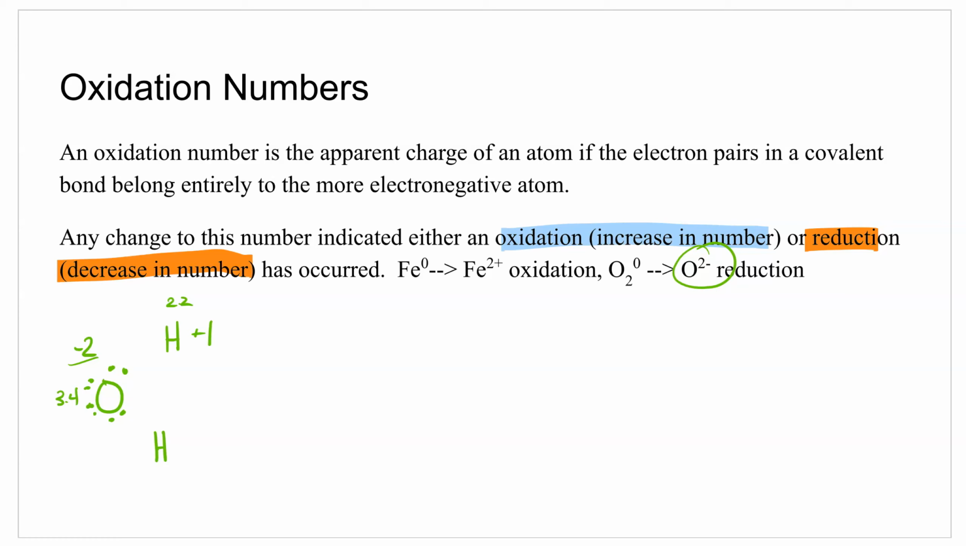When iron goes from an elemental form to a 2+ ion form, we are undergoing oxidation because the oxidation state of this iron was 0 and now it is +2 because of its charge. An increase in oxidation number means oxidation. Oxygen has an oxidation state of 0, and now it has an oxidation state of -2. It has decreased its oxidation number, and therefore it is undergoing reduction.